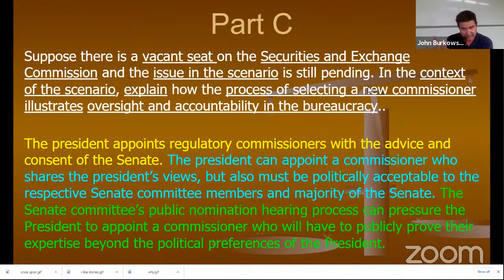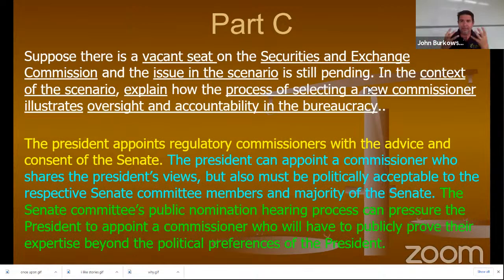Okay? Now let's close the loop, because remember, it mainly illustrates oversight and accountability. The Senate committee's public nomination, notice how I put public in there. Public nomination hearing process can pressure the president to appoint a commissioner who will have to publicly prove their expertise beyond the political preferences of the president. That Senate committee, who is specifically overseeing the SEC, is going to be made up of members that know about the SEC's regulatory field, right? It's part of the economy here. Investment, stock market, that kind of regulation. You have to be able to prove that. You have to put somebody that knows what they're talking about, especially for an independent regulatory agency. And so this hearing process is public.